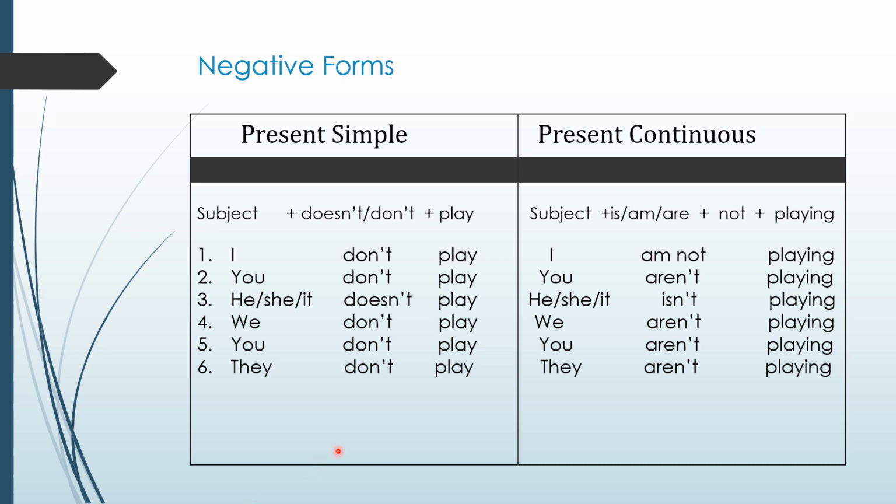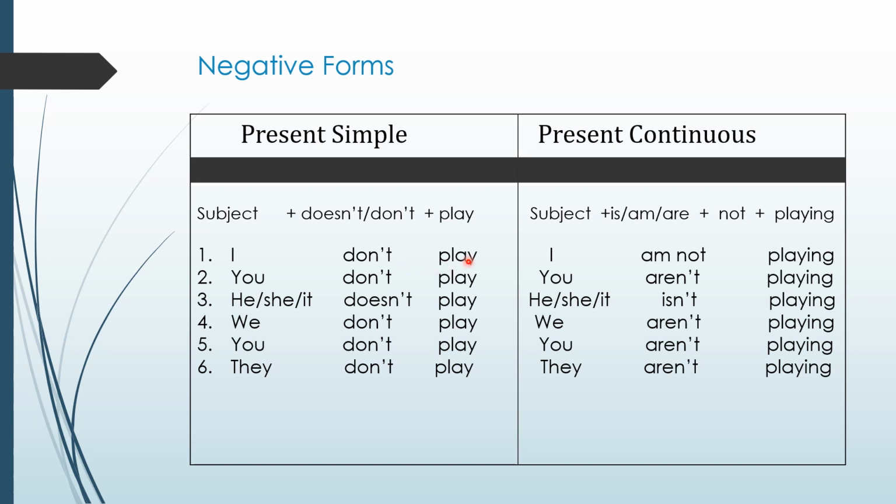Let's see what are the differences in a nutshell when we have to frame negative sentences in present simple tense and in present continuous tense. Subject plus doesn't or don't plus play, not we are using here because these are negative forms, okay? And in present simple, when there is no helping verb, I have told you many times that we have to use do or does as a helping verb. And in past tense, we use did. So here in present simple tense, there is no helping verb, so we will use do or does.